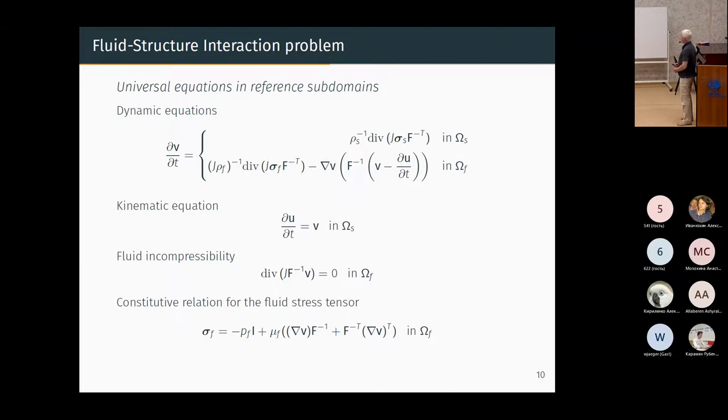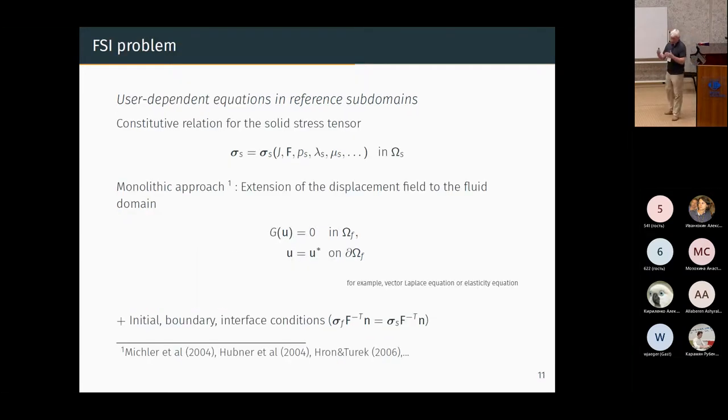Fluid incompressibility is the same as in the case of incompressible Navier-Stokes equations, and the constitutive relation for the fluid stress tensor is also the same. And we also have to add equations which are user-dependent to the system, and these are the constitutive relation for the solid stress tensor, for the structure stress tensor. This is the functional dependence of the Cauchy stress on some parameters. And it depends on the problem and on the known data how to choose this dependence.